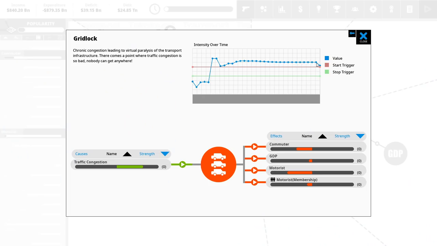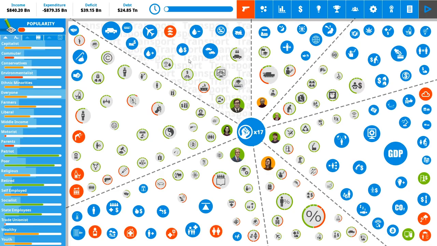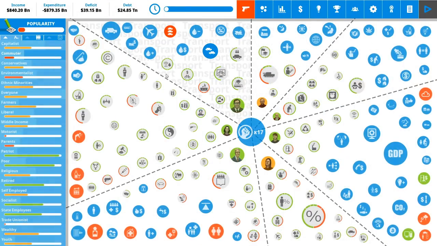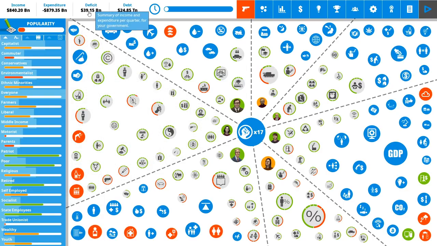And oh my goodness, gridlock is looking, oh, it's going in the right direction. Yes, very much so. Admittedly, we need to get it right down under here to actually solve that problem, but it's less bad than it used to be. And car usage is trending down in the right direction. Okay, this has all been very positive. And here we go, commuters are starting to cheer up as well. We're moving in the right direction. We've still got a deficit, but it's not as bad as it was.